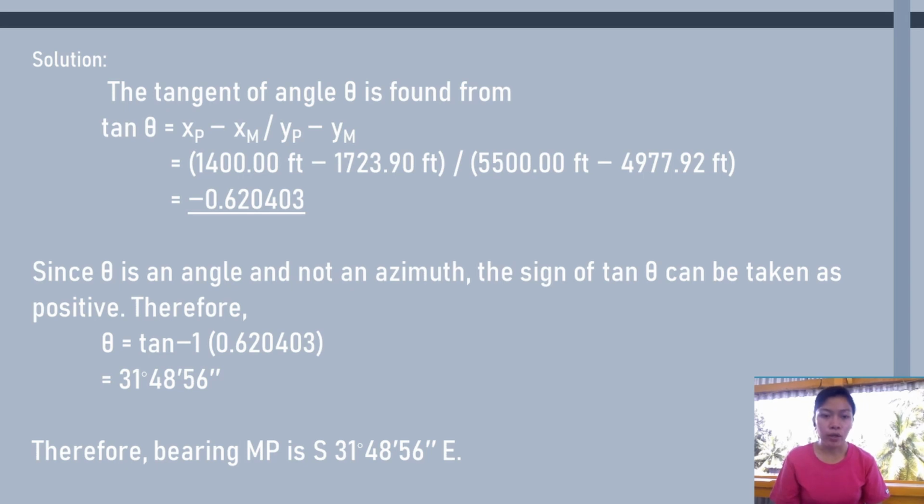So the tangent theta is equal to negative 0.620403. Since theta is an angle and not an azimuth, the sign of the tangent theta can be taken as positive. Therefore, theta is equal to arctan of 0.620403, which is 31 degrees 48 minutes 56 seconds. Therefore, the bearing of MP is 31 degrees 48 minutes 56 seconds southeast.